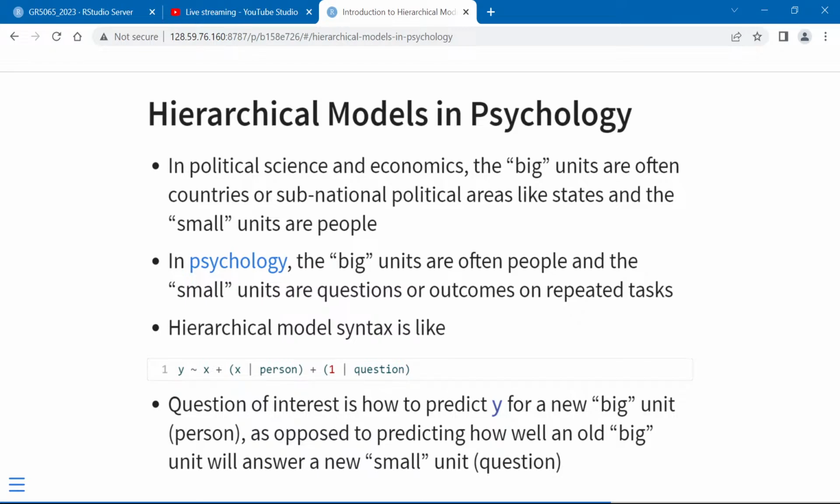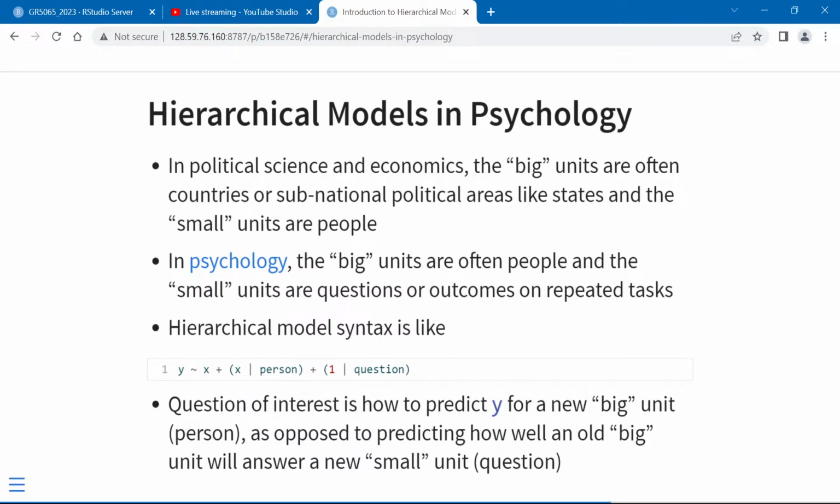And one way in which psychology, I think, differs from political science and economics, a lot of times in psychology, particularly with these experiments, the big units are people. And the small units are like tests or tasks or little activities that they have. And that's a bit different from political science and economics, where when we're talking big units, it's usually a state within the United States or a country within the European Union, or, you know, something like that. So what is a big and small unit? It differs from field to field, perspective to perspective.